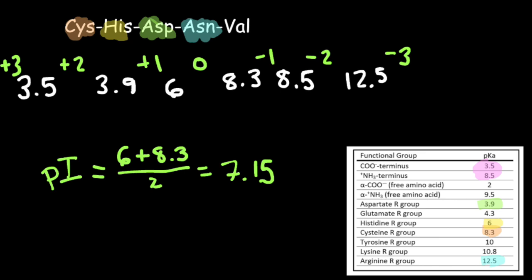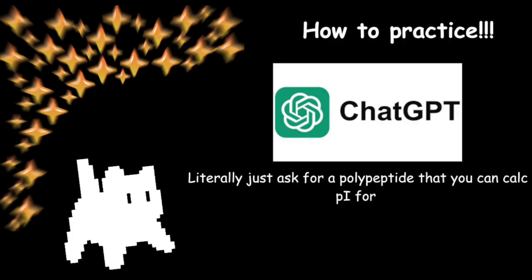Doesn't that feel super, super lit and cool? I hope you feel it because I feel it. Now, don't you worry if you still feel like you need practice. You can find a ton of practice utilizing your resources, aka ChatGPT. You can literally just type in, hey, give me a polypeptide so I can practice calculating PI for. It'll give it to you, and then it'll show you the steps on how to do it. So do it on your own first, compare with what ChatGPT got, and you're on your way to becoming a PI master.